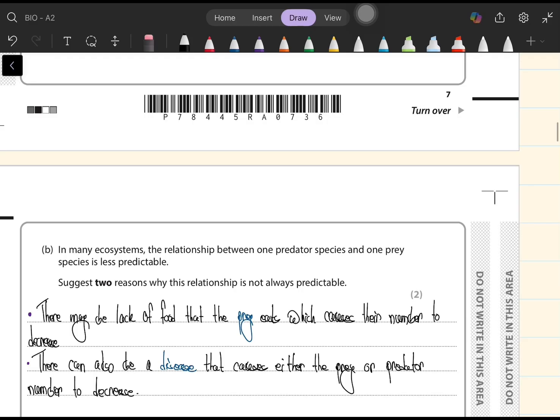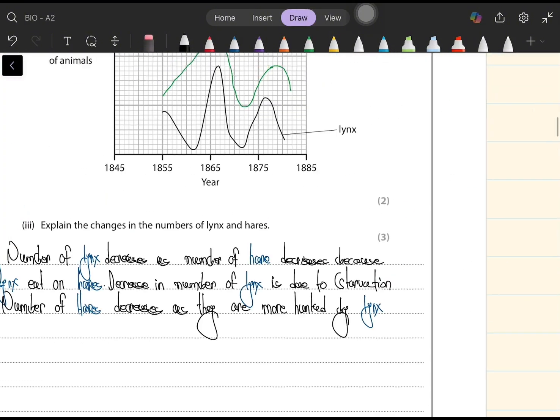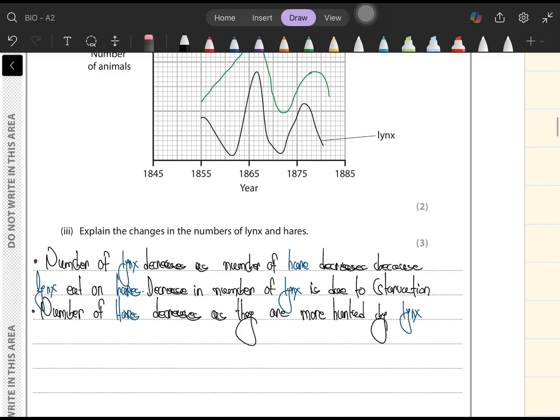There may also be a lack of food that the prey eats, which would cause their number to decrease, right? Because you have seen here, as the number of hares decreases, the number of lynx decreases as well. So basically, as the amount of food for the predator decreases, the number of predators decreases as well, because the predators need something to give them energy and to reproduce, right? So as the thing that their predator eats decreases, their number is going to decrease as well, right?